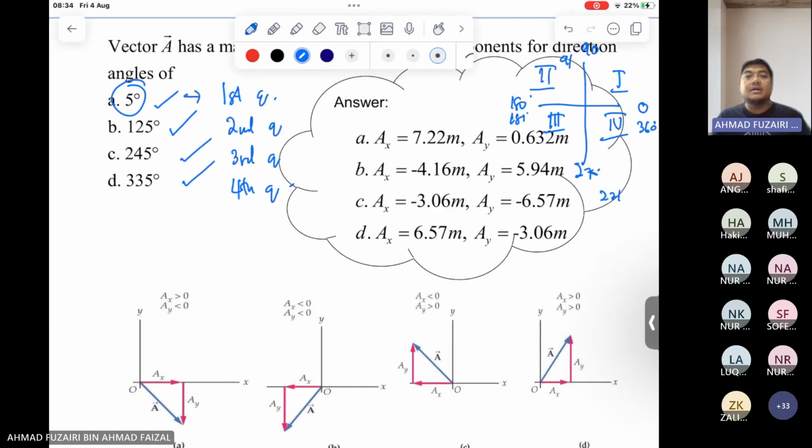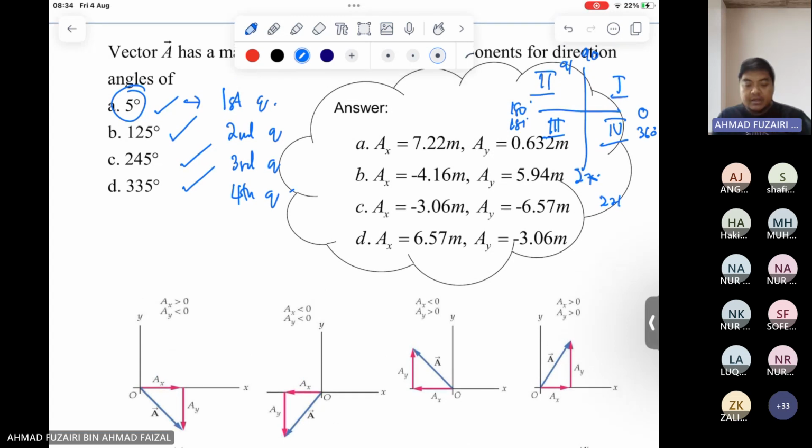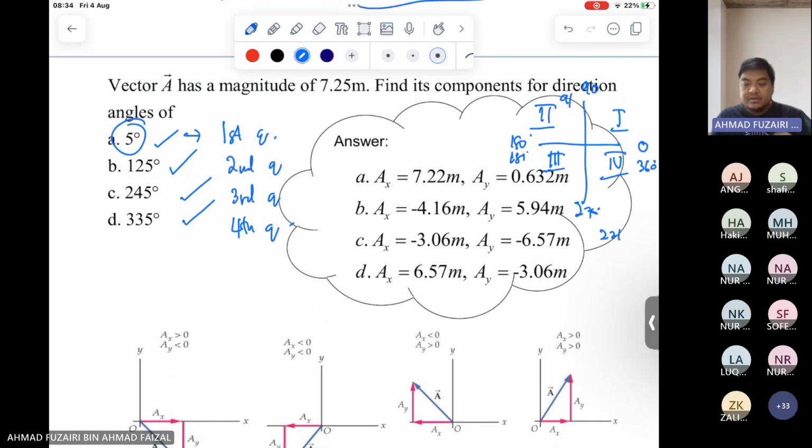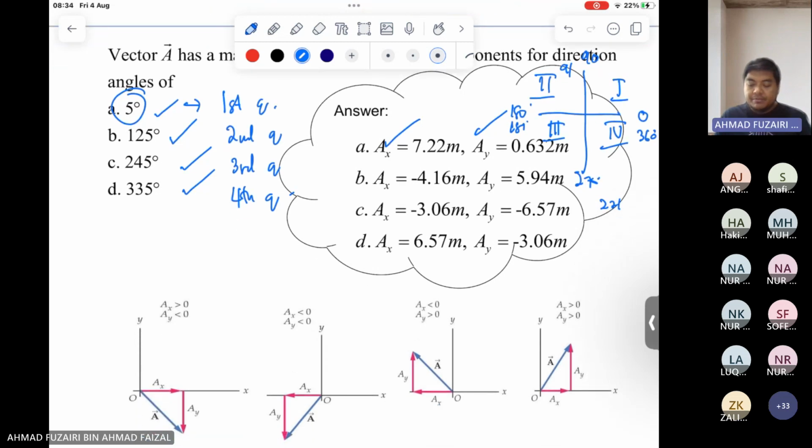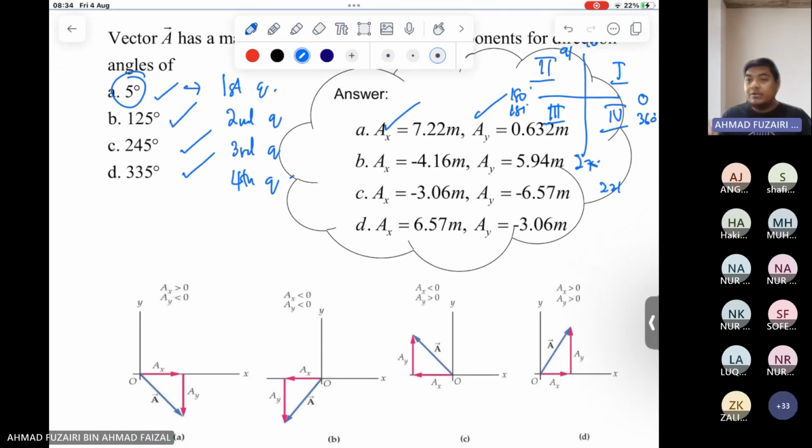Okay, kalau kita pakai calculator, exact value, contohnya kita tekan, okay, berapa value dia, senang, straight away kita akan dapat jawapan negatif atau positif. Tapi kalau kita tengok AX dan AY untuk 7.25, 5 degree, dua-dua dapat positif. Okay, dua-dua dapat positif. Sebab apa? Sebab dia memang duduk di kuadran 1. Dua-dua positif. Nampak ni? AX dengan AY dua-dua positif.